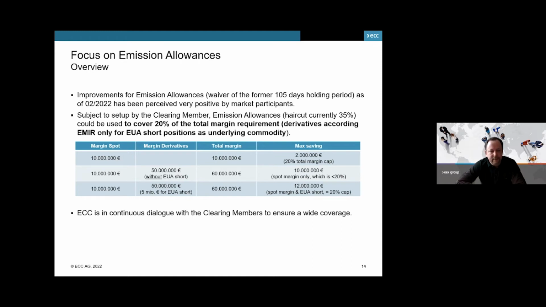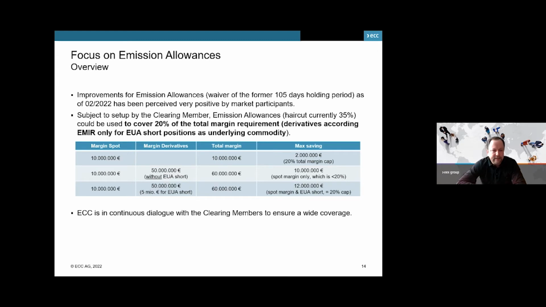The final example in this line, here also spot margin 10 million, 50 million derivatives, but on the derivatives market, we have 5 million margin requirement for emission short. So this means the 20% would also mean here 12 million, but he can cover the 10 million spot and part of his emission requirements on the derivatives markets, leading to a total saving of 12 million.